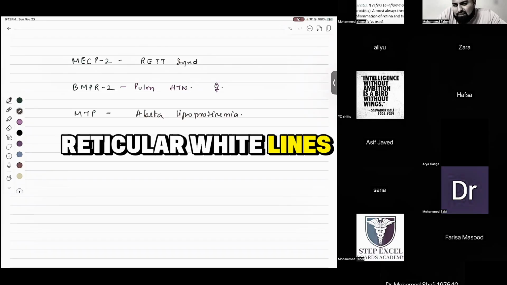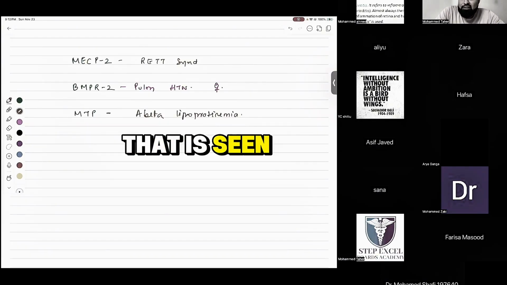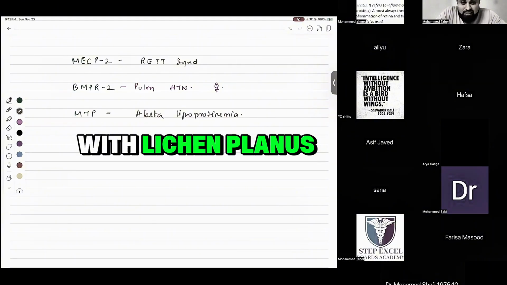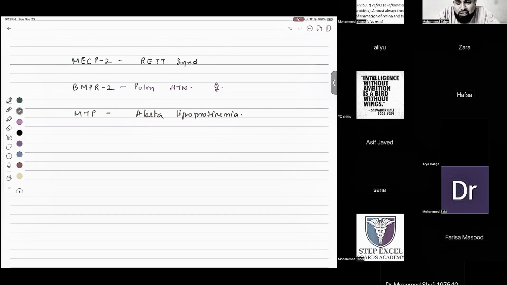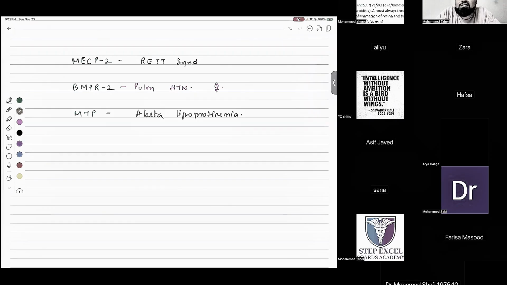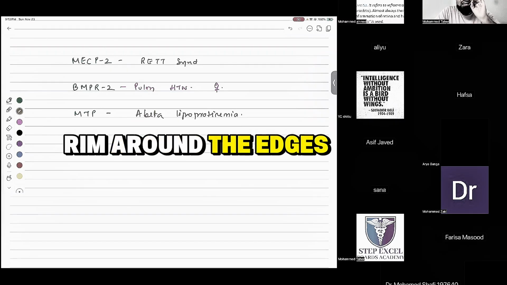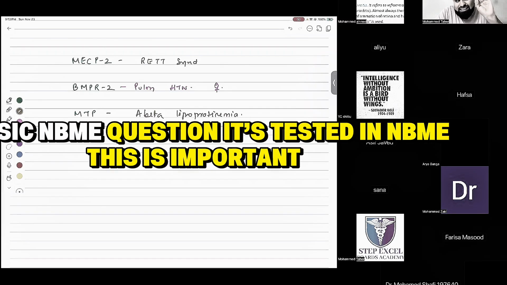Reticular white lines: Wickham striae, that is seen with lichen planus. Excellent. Herald patch appearance, Christmas tree distribution: pityriasis rosea. Remember, oval shaped with a scaly appearance, a scaly rim around the edges. Classic NBME question. This is tested in NBME.